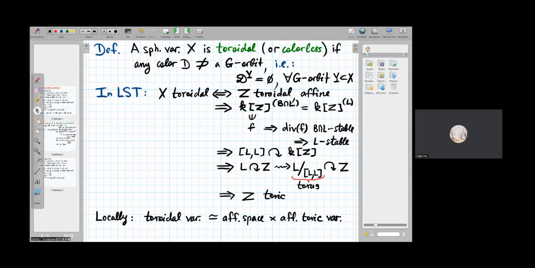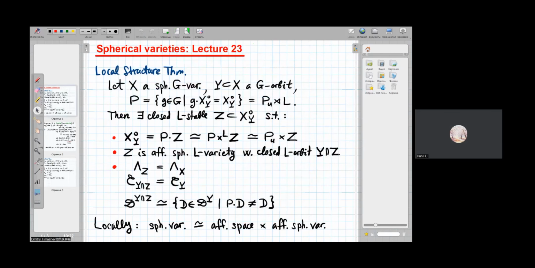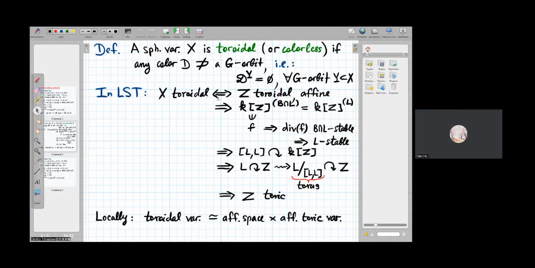So if Z is toroidal, then this means, let me turn back to the previous page. If Z is toroidal, this means that this set is empty. This means that every divisor, every color containing Y is P-stable. Well, this may happen. There is no reason for that not to happen. So this means that actually there is no equivalence here, just an implication. So thank you for this comment. Indeed, it is safe to state here that there is just an implication from the left to the right.